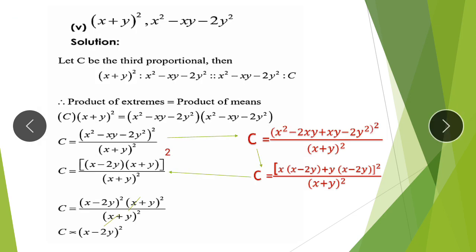Next is the fifth part. (x plus y) whole square is the first quantity, and x square minus xy minus 2y square is the second quantity. Here again two quantities are given, so we are asked to find the third proportional. So again we can let C be the third proportional.